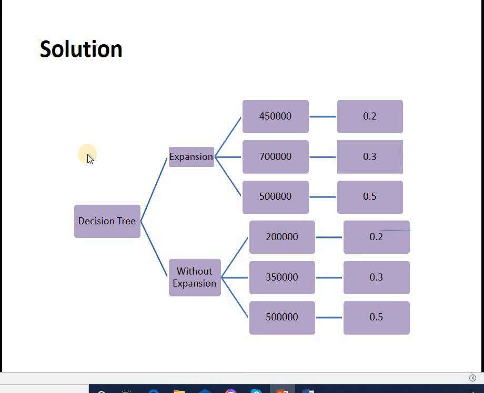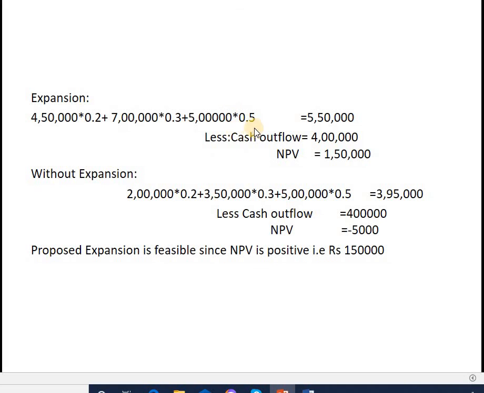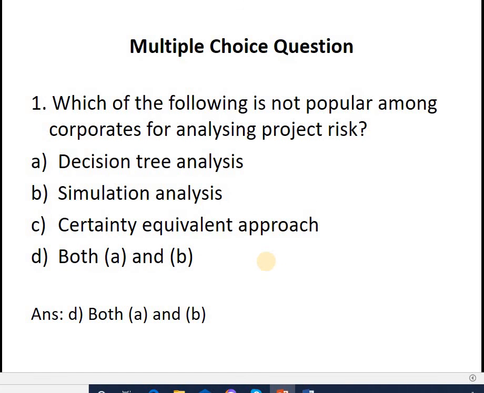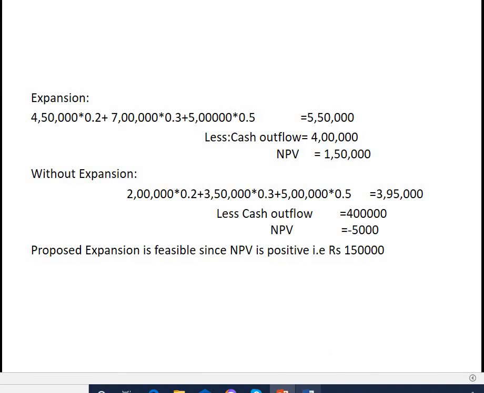That is 4,50,000 into 0.2 plus 7 lakh into 0.3 plus 5 lakh into 0.5. That comes to 5,50,000, and the outflow, that is the cost, is 4 lakh. So NPV is 1,50,000. Without expansion, that is 2 lakh into 0.2 plus 3,50,000 into 0.3 plus 5 lakh into 0.5, that is 3,85,000. Less cash outflow of 4 lakh, so NPV is minus 5,000. So the proposed expansion is feasible. We need to go for expansion because NPV is positive, that is 1,50,000 we are getting if we go for expansion. So let's solve one more problem based on decision tree analysis.